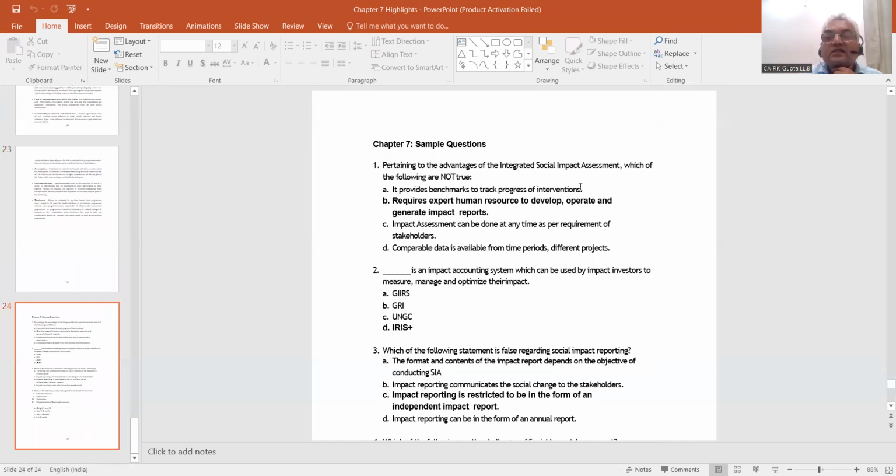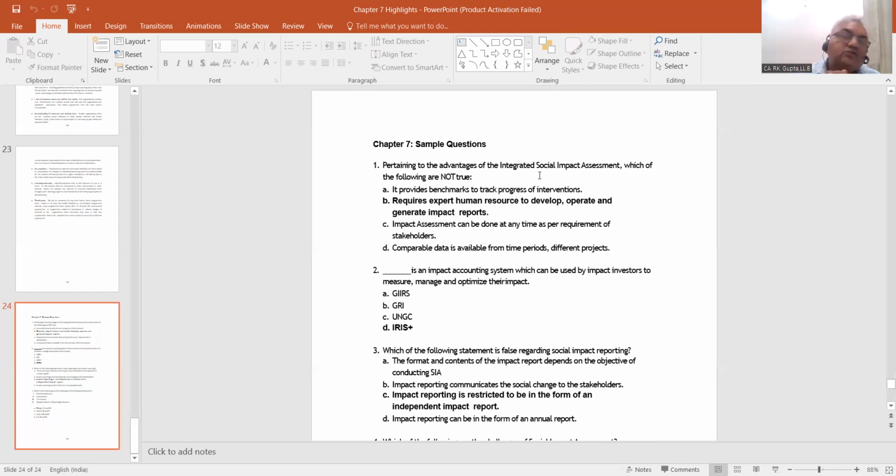Pertaining to the advantages of the integrated social impact assessment, which of the following are not true? The question is regarding integrated social impact assessment. Integrated social impact assessment is when we build the tools within our own system, and there are certain advantages. As we know, first is the outsourcing model, then the partnership model, and then integrated social impact assessment. So these are the three techniques, and fourth is do it yourself.